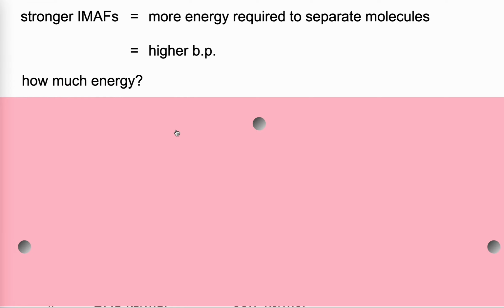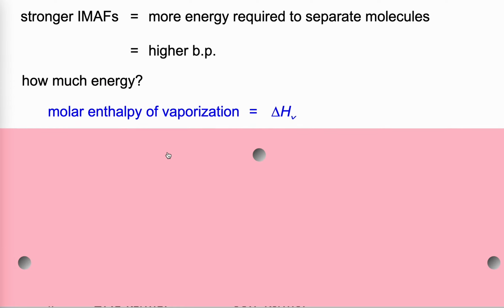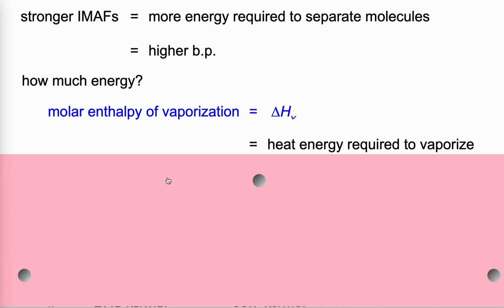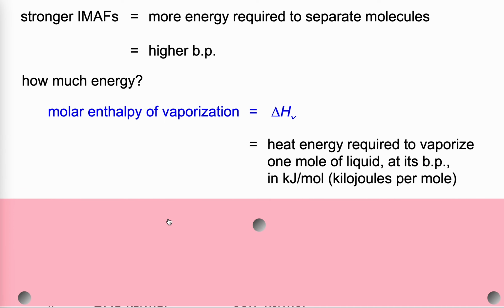Well, how much energy is that? We can actually measure for any given substance what's called the molar enthalpy of vaporization. Enthalpy is just a fancy word that means heat, and it is symbolized by the uppercase letter H. Delta H sub V means the change in enthalpy required for a substance to vaporize. The definition is the heat energy required to vaporize 1 mole of the liquid at its boiling point in units of kilojoules per mole.